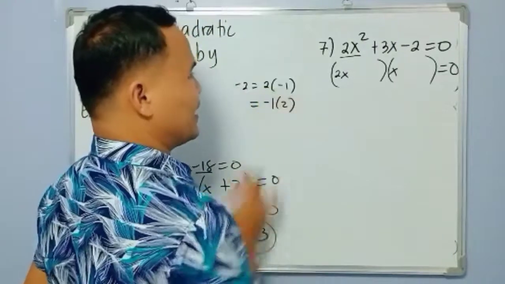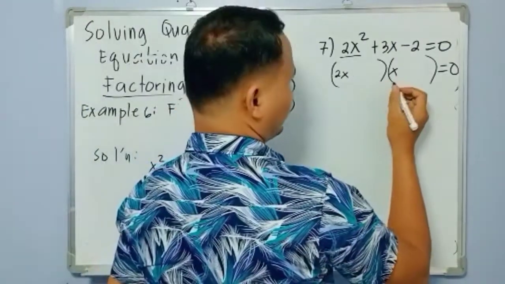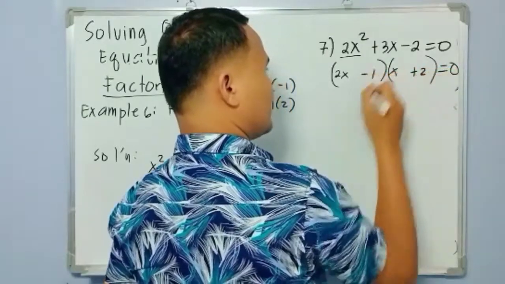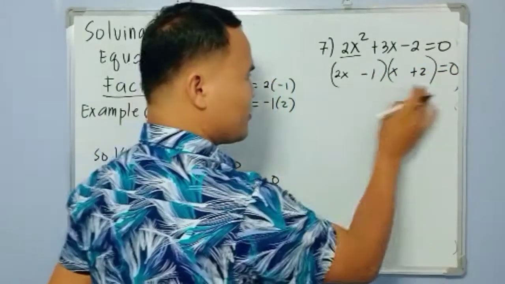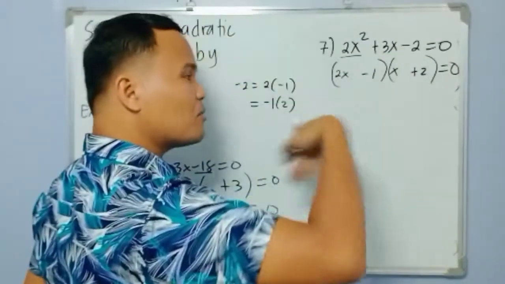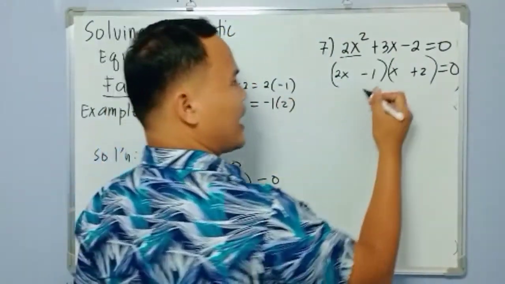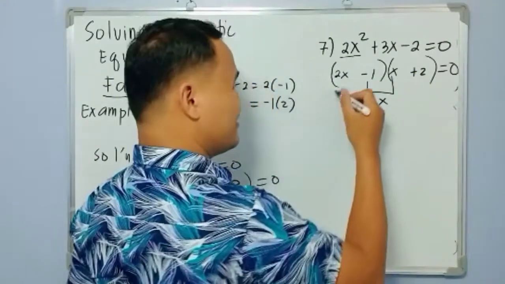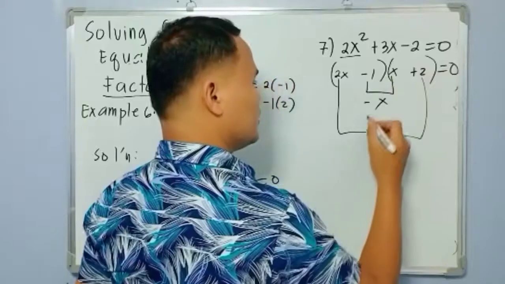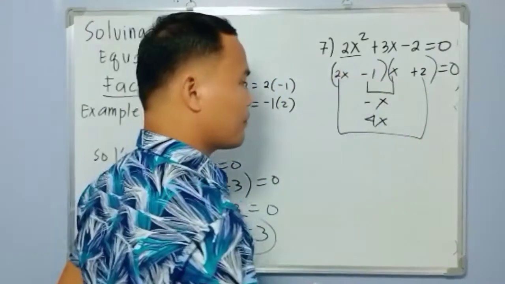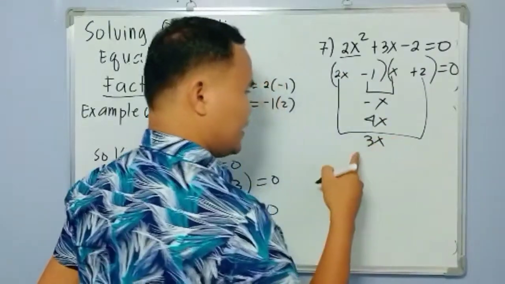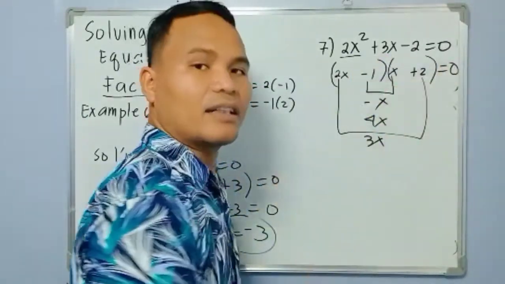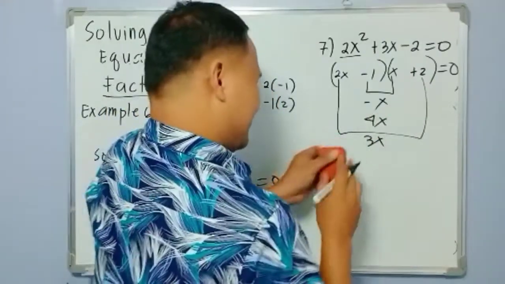If we use 2 and negative 1, let's say here is the positive 2 and here is negative 1. How to check if these factors are correct? We are going to go back with the first process that we had. We are going to multiply the inner, then multiply the outer, 4x, then get the sum, 3x. If this sum here is equal to the linear term, then these factors here are correct. Okay.